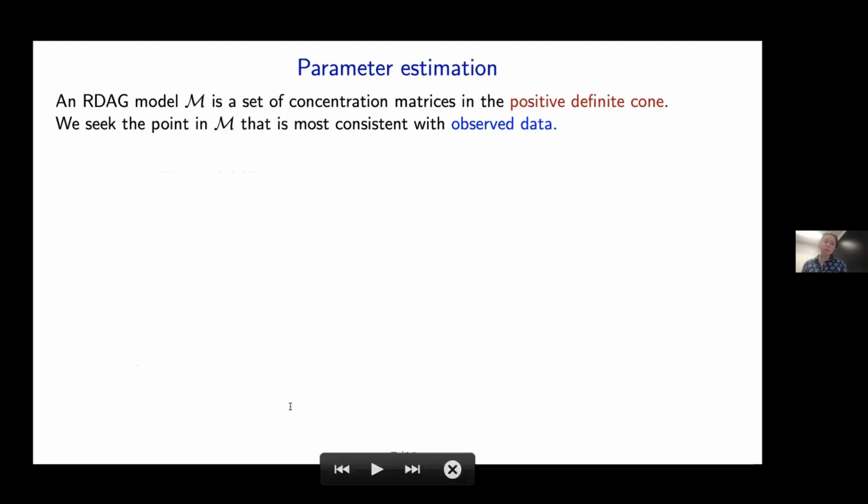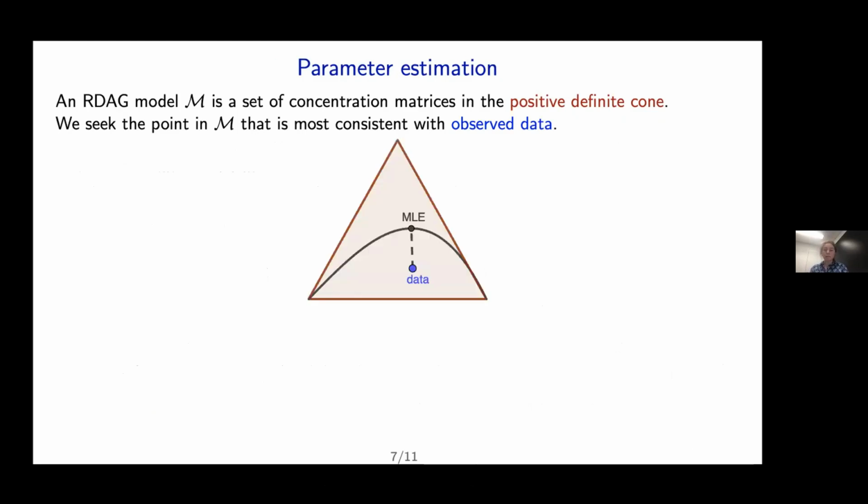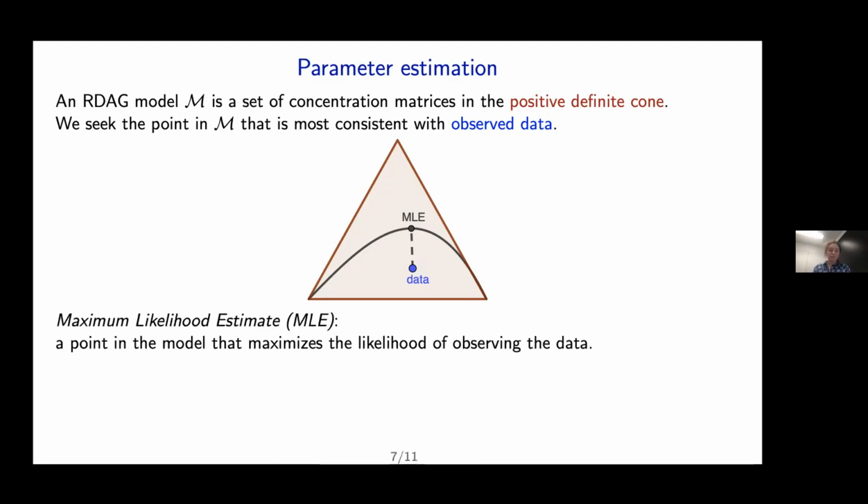All right, so now we have our RDAG model, which is a set of concentration matrices in the positive definite cone. And we're looking for the point in the model that's most consistent with some observed data. So here's our setup. We have our positive definite cone, then we have the model, and we have some observed data, and we're looking for the point in the model that's closest to the observed data in some sense. And the sense that we're looking at today is the maximum likelihood estimate. So this is the point in the model that maximizes the likelihood of observing the data.